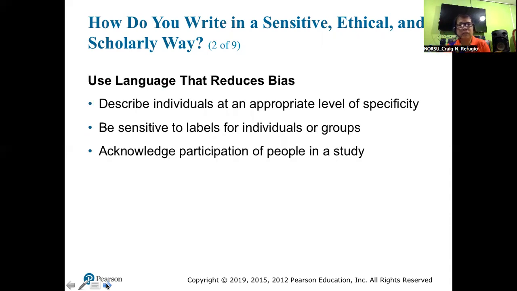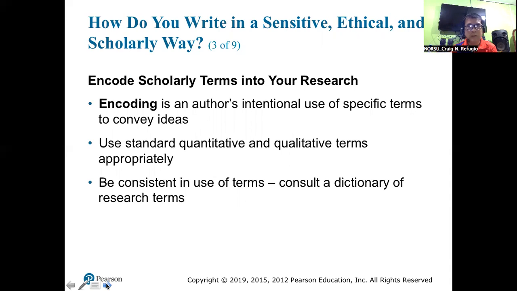Use language that reduces bias. Describe individuals at an appropriate level of specificity. Be sensitive to labels for individuals or groups. Acknowledge participation of people in the study. Encode scholarly terms into your research. Encoding is an author's intentional use of specific terms to convey ideas. Use standard quantitative and qualitative terms appropriately.